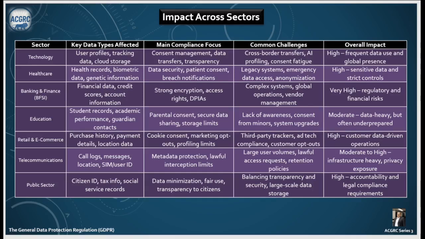Let's look at a summary over the different sectors. Technology: the data type affected is user profile, tracking data, cloud storage. Main compliance focus is consent management, data transfer, transparency. Common challenges: cross-border transfer, AI profiling, consent fatigue. Overall impact high. Frequent data use and global presence is a major challenge.